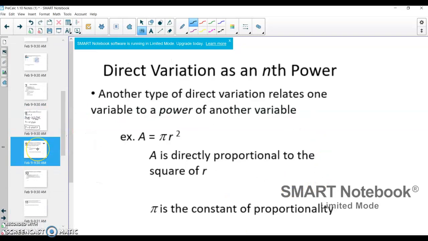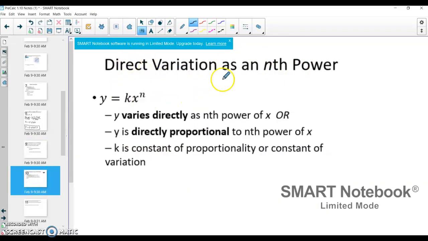The next one we're going to do is direct variation, but we're going to have some kind of nth power, some kind of power to it. These problems are going to have the form y equals kx to the n, so it's similar to direct variation, but we're going to have that nth power. And you'll still see these similar words, varies directly, proportional, but you're also going to see some kind of squaring, cubing in the written directions.